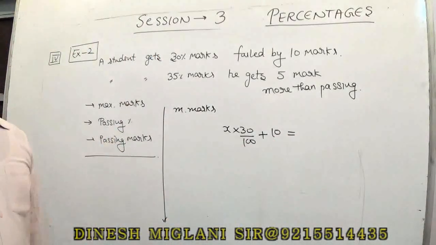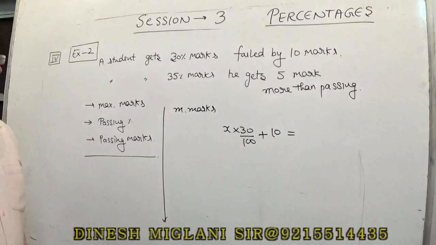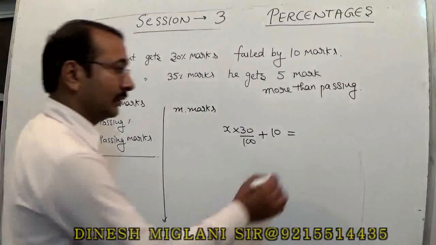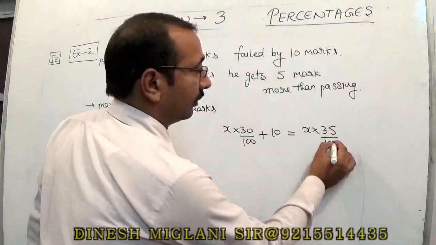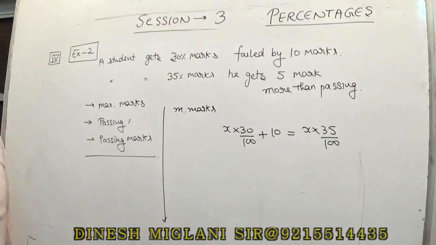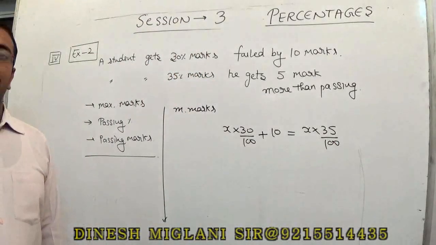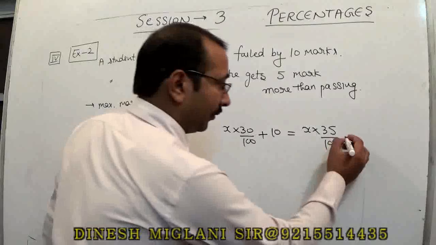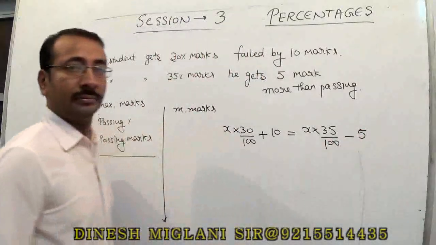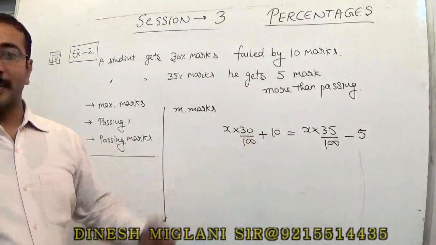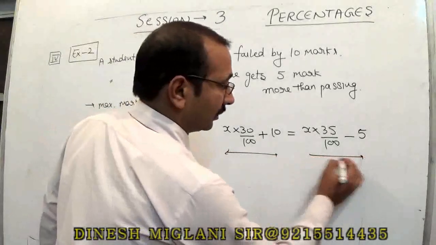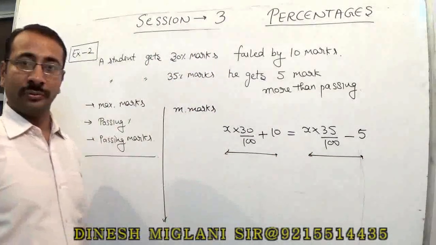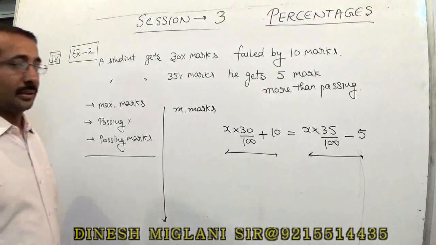In the second case, he gets 35% of the marks, X into 35 by 100. He gets 5 marks more than the passing marks. If I subtract 5 here, he will just pass. So this is passing marks and this is passing marks. We can make a comparison between these two and we can answer it.